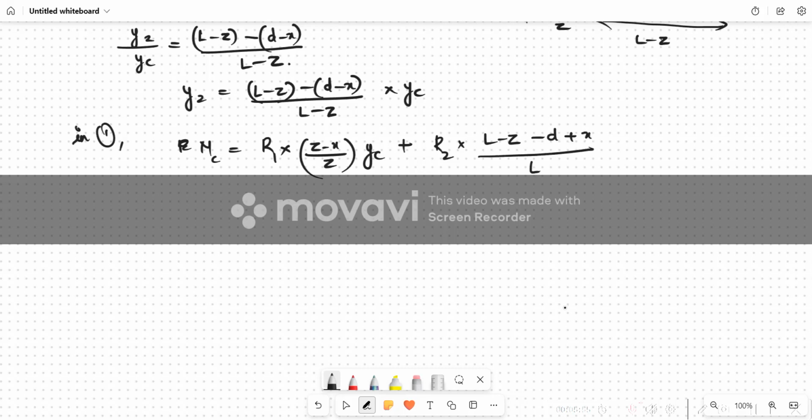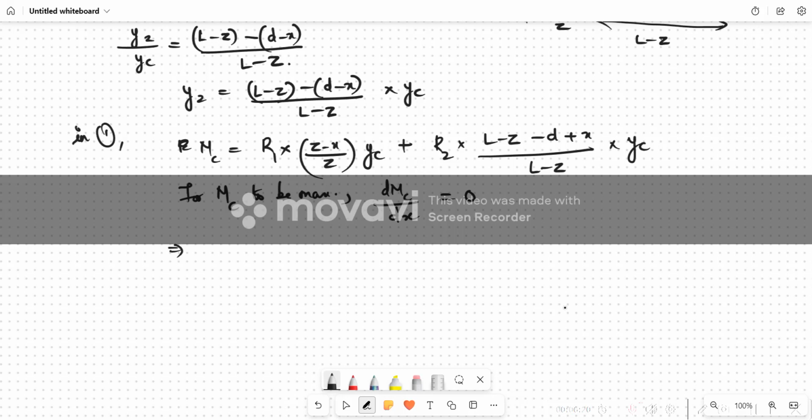I've opened the bracket, divided by L minus z into yc. Okay. Now for MC, what you want is MC to be maximum. So for MC to be maximum, what is the condition? dMC by dx, because you are positioning, you have to find the x or position of the loads so that you get a maximum bending moment, isn't it?